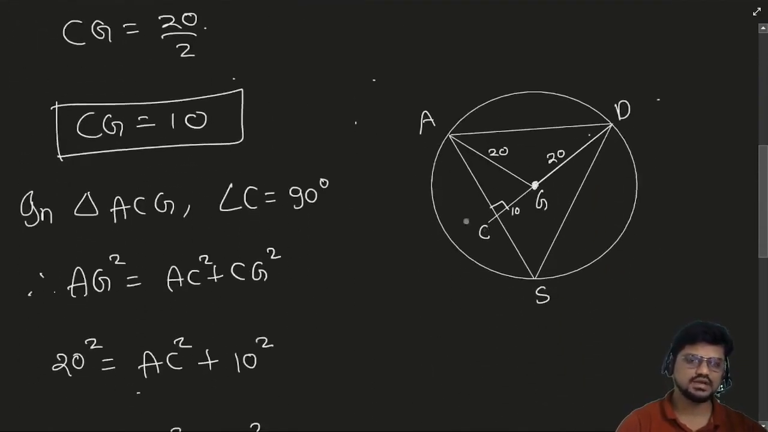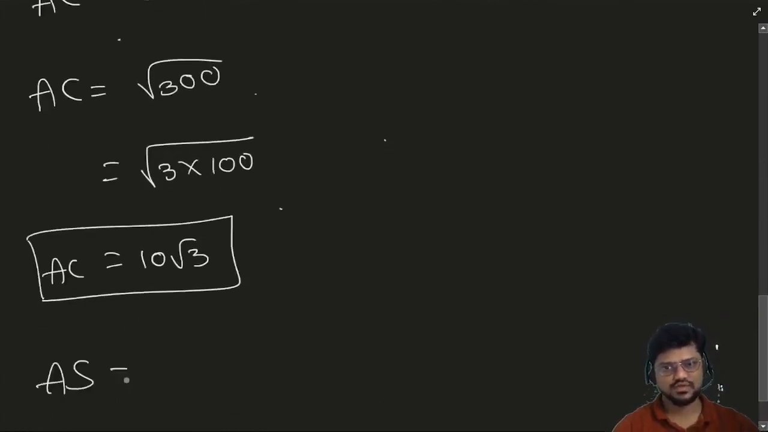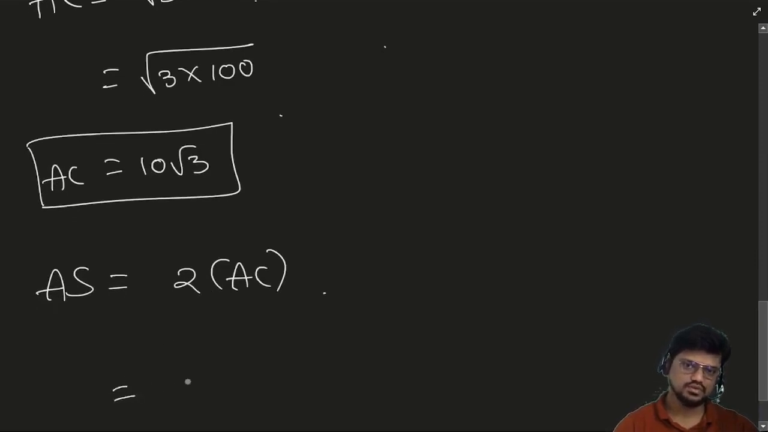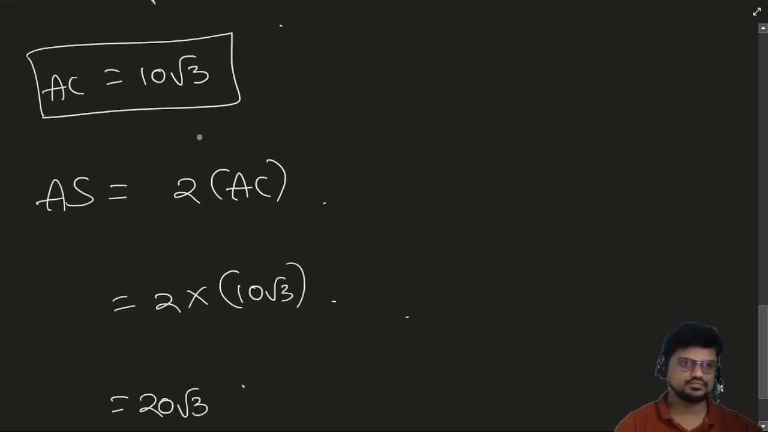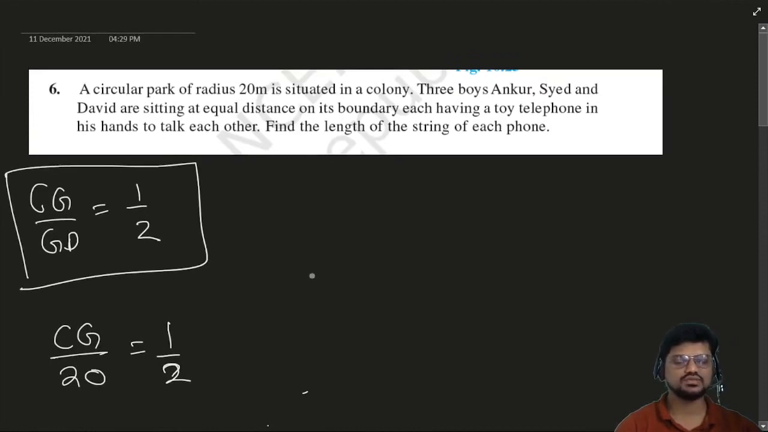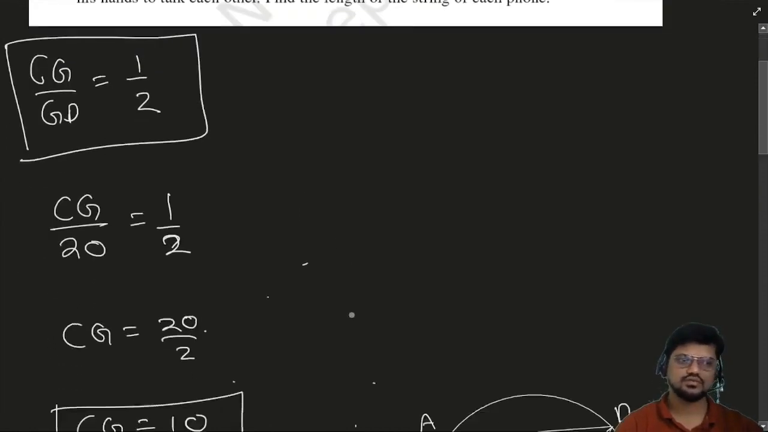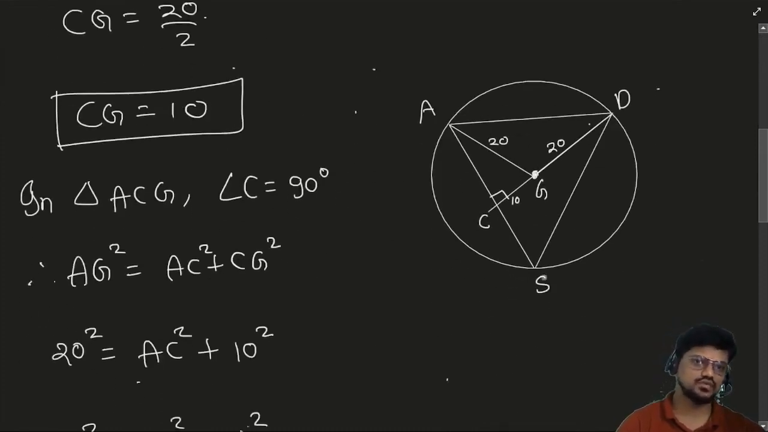If the value of AC is 10 root 3, what will be the value of AS? That is twice of that. So the value of AS will be twice of AC. So that is 2 into 10 root 3, which gives me 20 root 3. Got it? The answer will be 20 root 3. So the length of each string of each phone will be 20 root 3. All the sides are equal, so if you find any one distance, that will be equal to all the sides. Yeah, is this clear?